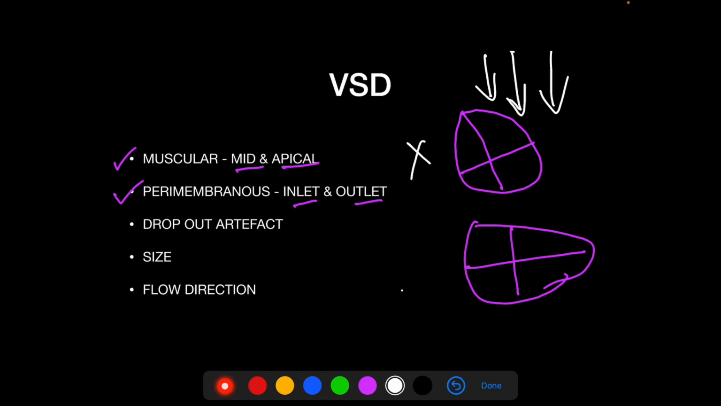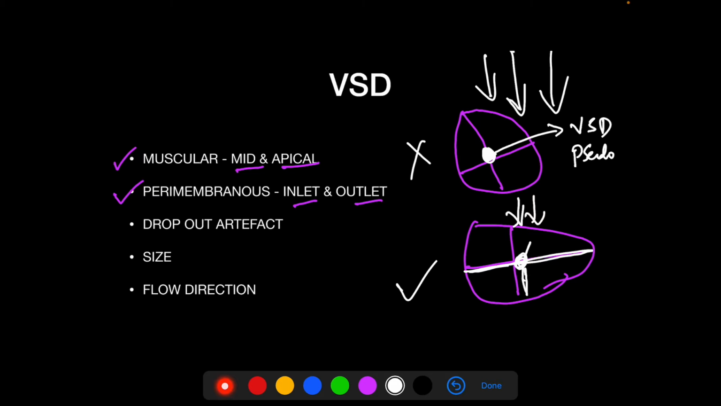So this is wrong, this is correct, because sometimes if you assess parallel to the insonation, there will be a drop in the signal over here, which will appear as VSD, but this is pseudo VSD due to the dropout artifact. This can be avoided by assessing the fetal heart perpendicular to the ultrasound wave. So this will not be seen in this view, and also you can correlate with the color flow. Color flow will not be seen if it is pseudo VSD because of dropout artifact.